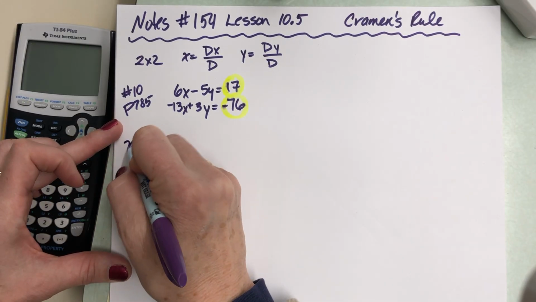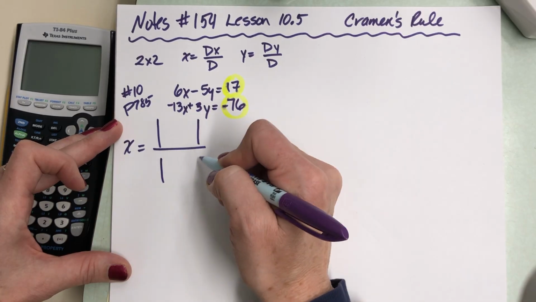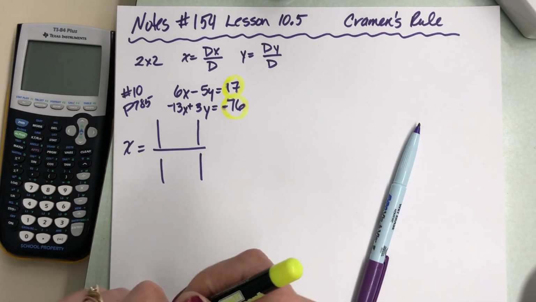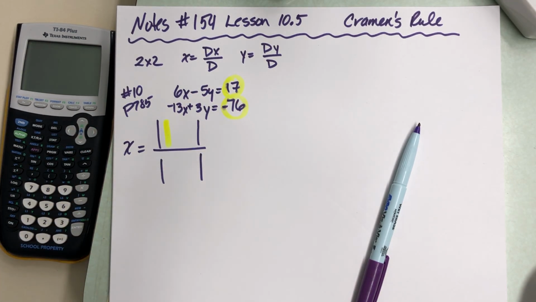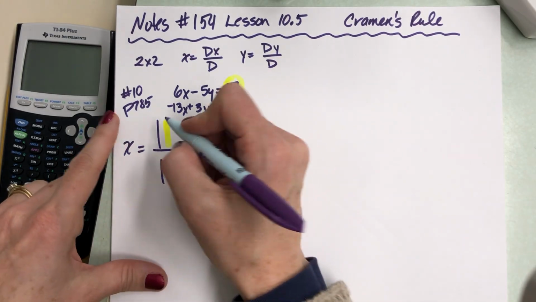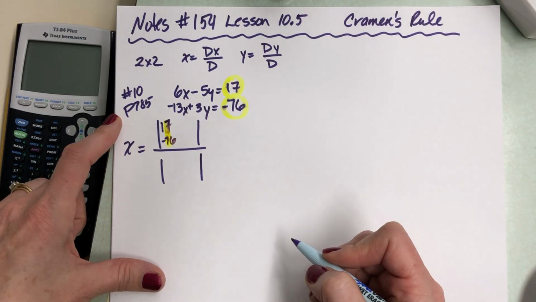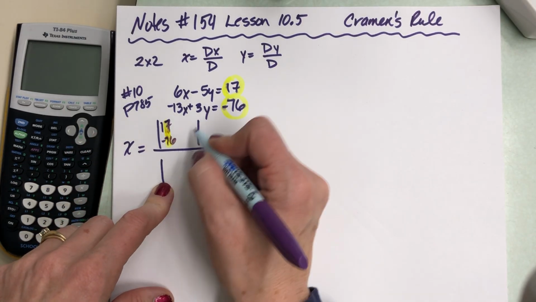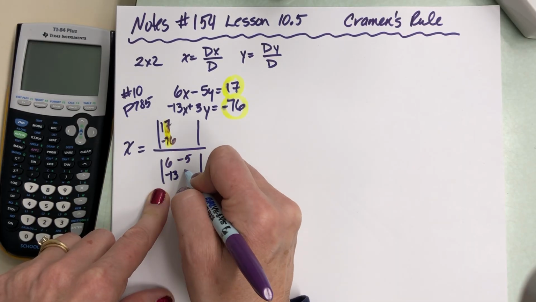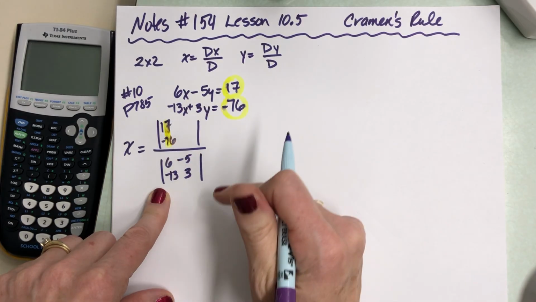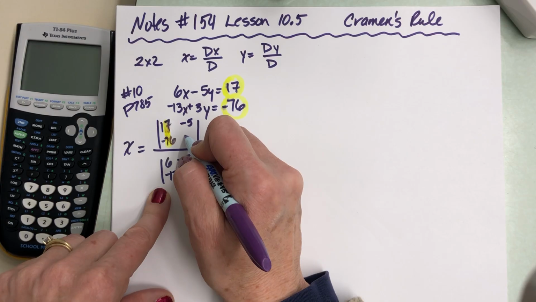So I can solve for x by setting up these determinants. Two determinants. Watch what I'm going to do. For the first one, I want to solve for my x value, so in place of the x coefficients, I'm going to put the 17 and negative 76. My denominator is going to be the regular matrix: 6, negative 5, negative 13, and 3. And then I'm going to use the coefficients for the y's because they're not changed at all: negative 5 and 3.